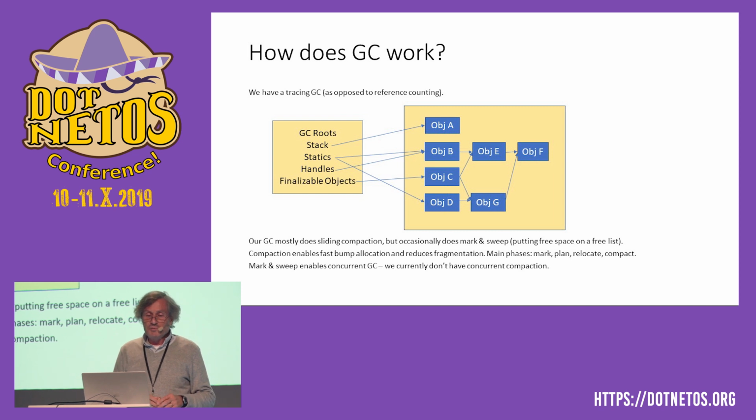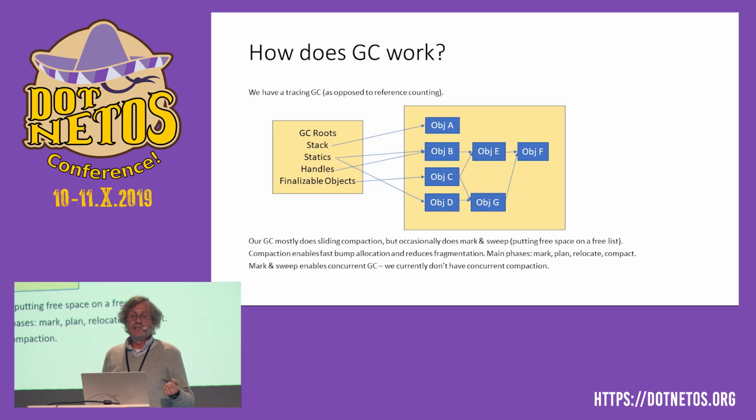The other process that we use is called mark and sweep, where sweep just means look at all the gaps between surviving objects and put those gaps as free spaces onto a free list. So this is potentially cheaper, and it also enables background GC.